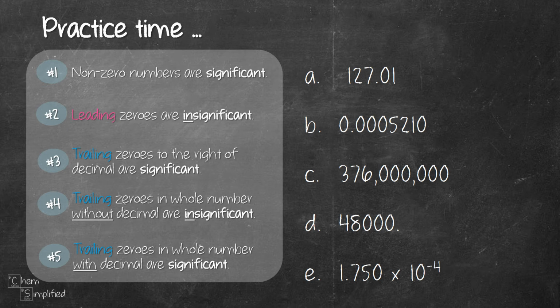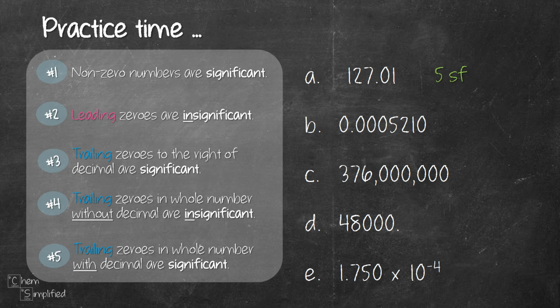Ready? The first question, 127.01 has 5 sig-fig. That 0 that is sandwiched between non-zeros 7 and 1, that 0 is significant. Which means 127.01 has 5 significant figures.